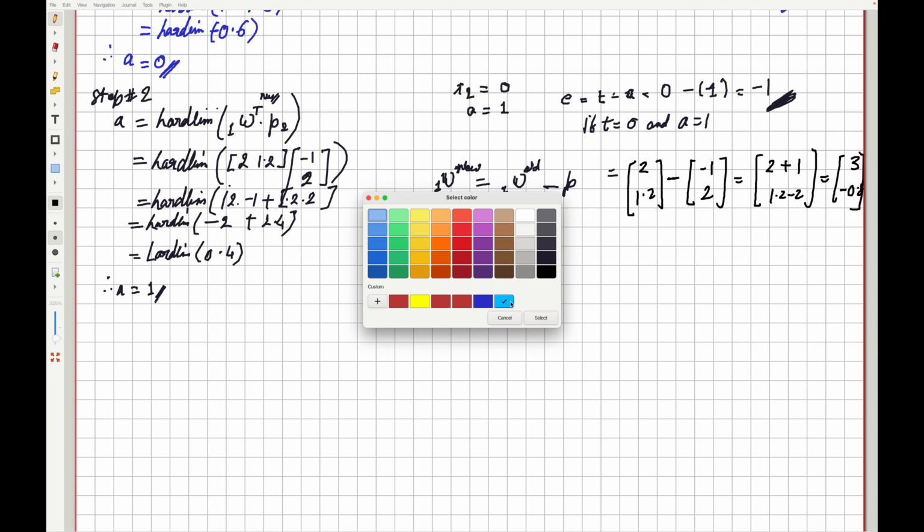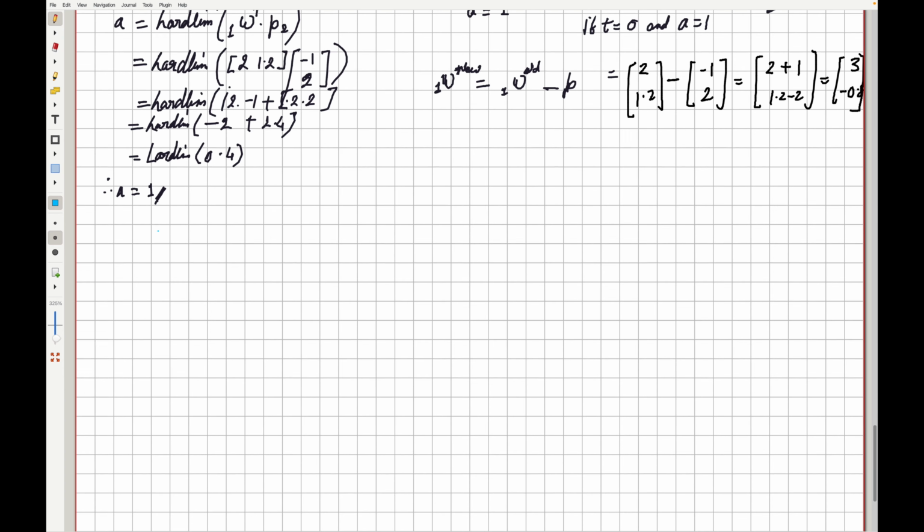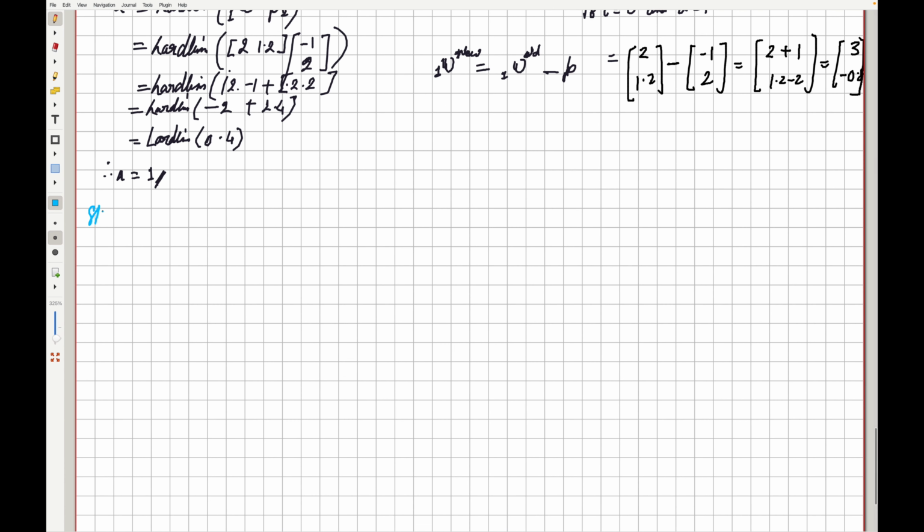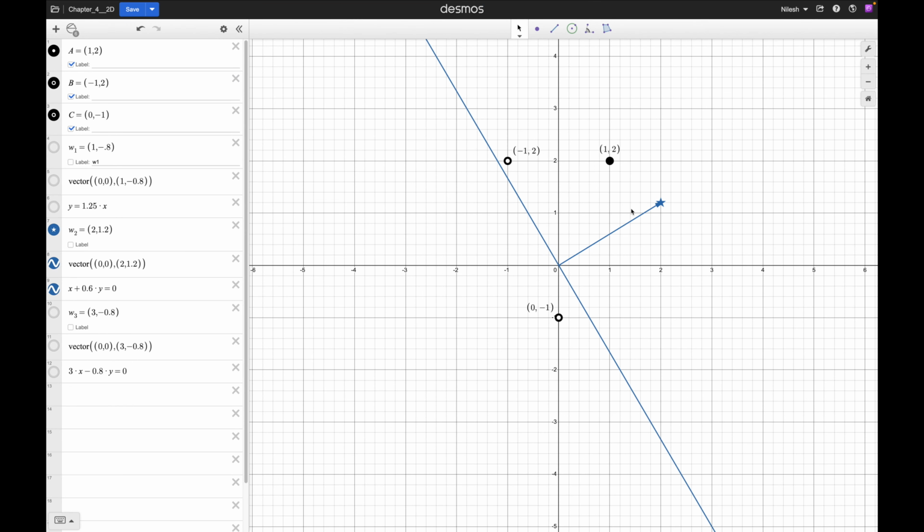And let's go to step 3. In step 3 we have a is equal to hardlim, and here we have the new value for the weight vector, which is 3, minus 0.8, and the data point that we are going to pick this time is 0, minus 1, which is this one, the p3 data point.